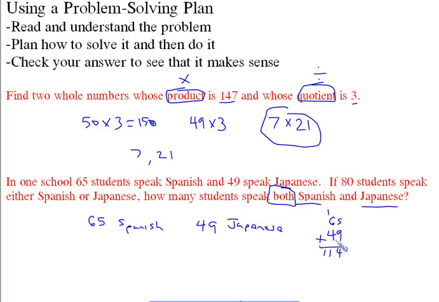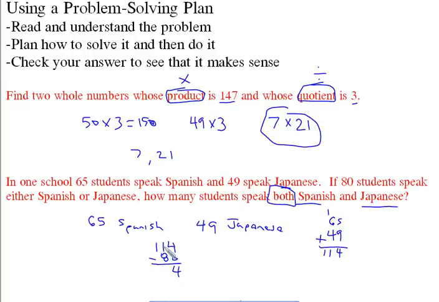We know this amount speak that, we know this amount, and 80 speak only one of them. So if 80 speak only Japanese or only Spanish, and we know that there's 114 students here apparently that speak either of them, because we just added up this and this. All we do is take 114, the amount of students that we know speak either, and subtract 80 from it, because this is the amount that speak only one.